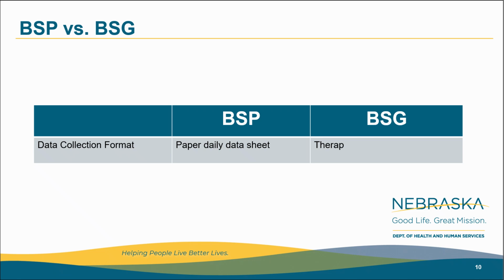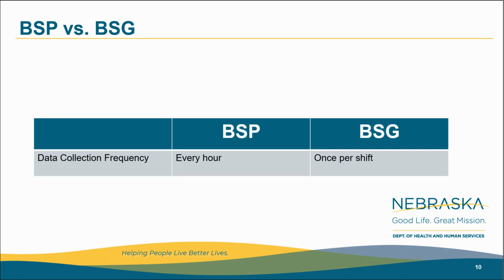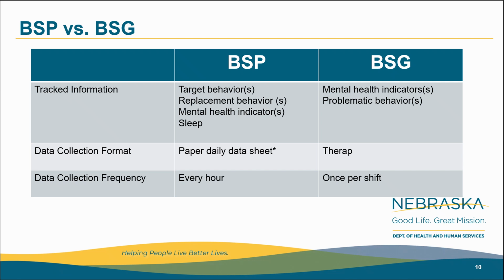The final important difference, as was mentioned before, is the frequency with which data are collected between the two types of behavior support programs. BSP data will continue to be collected on an hourly interval basis. BSG documentation, on the other hand, will occur only once per shift. Here's one more look at the way BSPs and BSGs compare on these three important points.